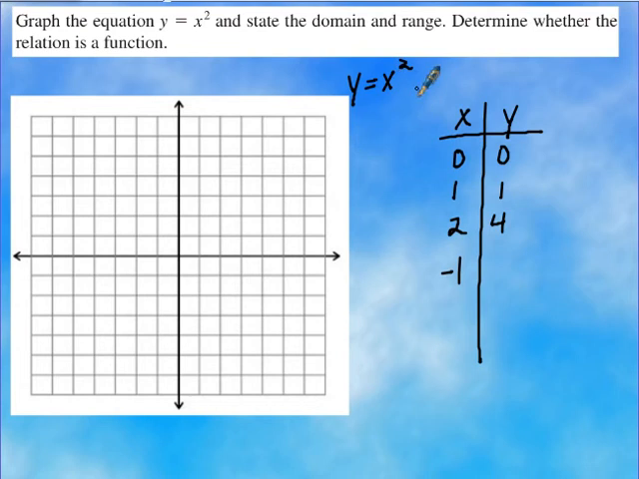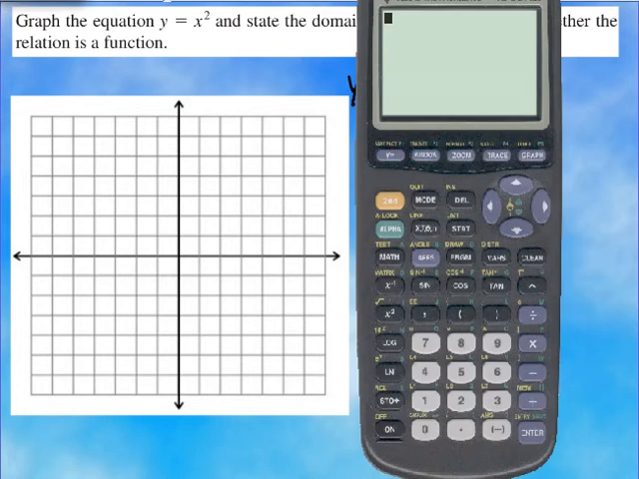Plug in -1 squared gives you a +1. Let me caution you on something. If you type that into your graphing calculator, a lot of people type it in like this: -1 squared. And they hit enter and they get -1, which is wrong. Okay? (-1) squared is not -1.